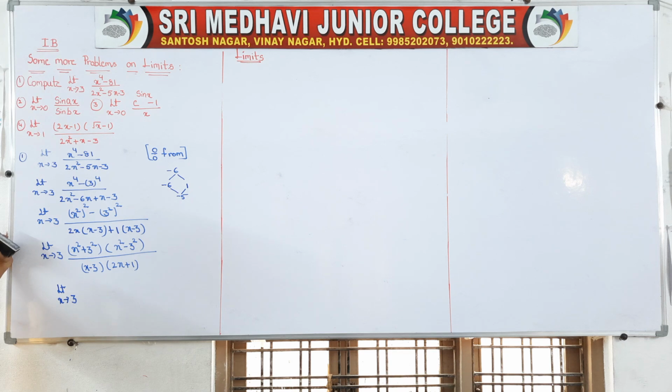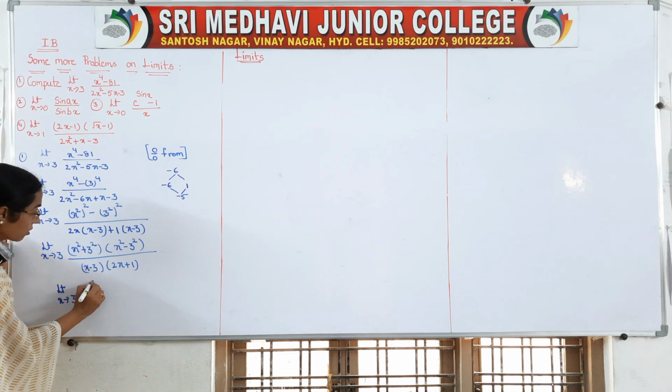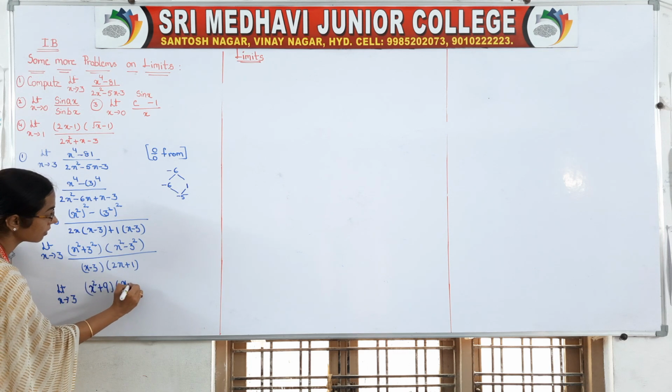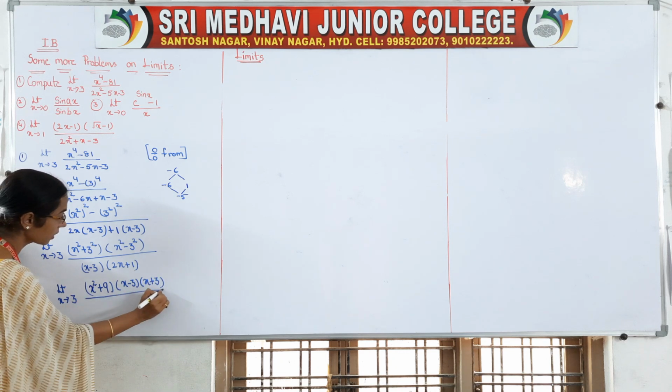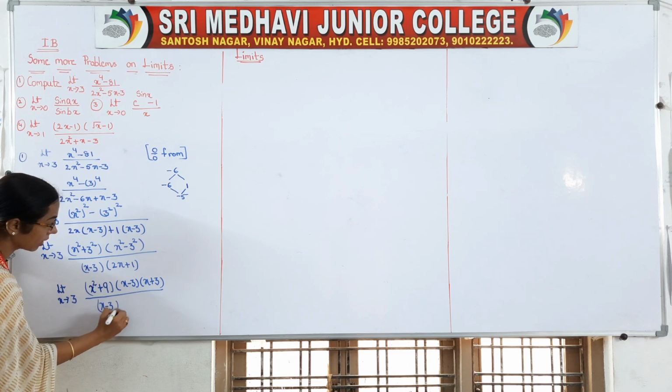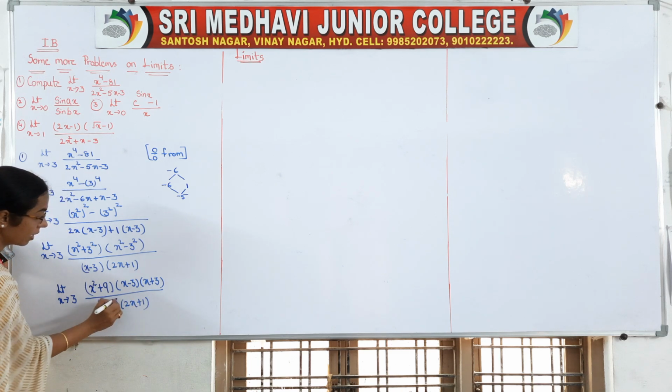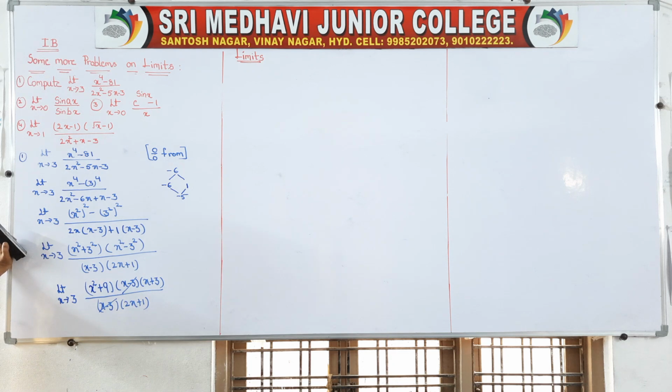After that we will substitute the value. That means if we cannot further simplify, then we have to substitute the x value there. So it is x square plus 3 square, that is x square plus 9, and this can be written as (x minus 3) into (x plus 3), divided by (x minus 3) into (2x plus 1). X minus 3, x minus 3 cancels. No further simplification is possible. Then you substitute your limit value. So x tends to 3.